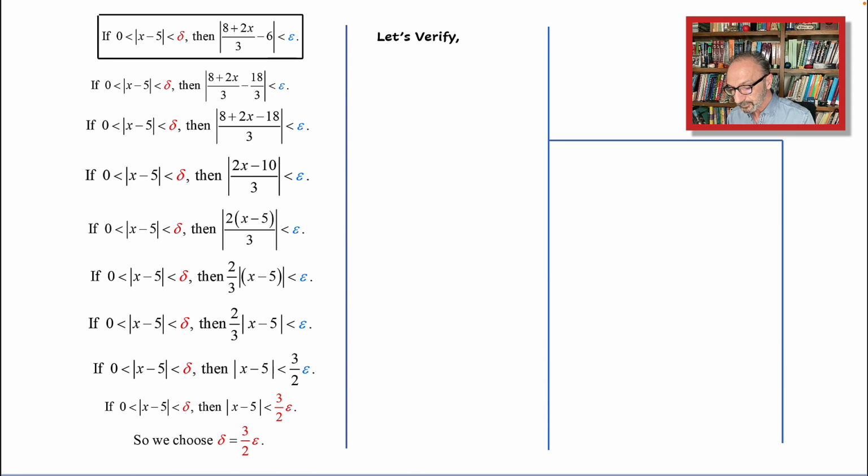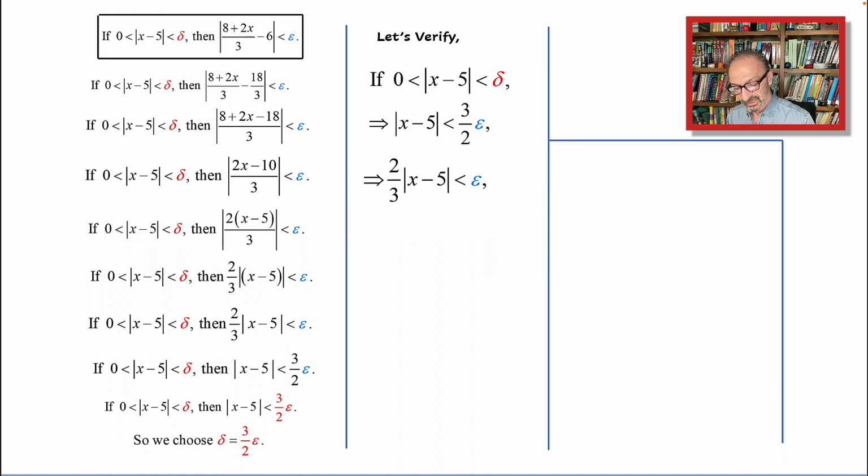Let's verify. Now we already have delta. I just want to verify it. If the absolute value of x minus 5 is less than delta, that means we're looking at x's away from 5 within a radius of delta. But we are replacing delta with 3 over 2 epsilon. Then, multiplying both sides by 2/3 to leave epsilon alone, as you could see.